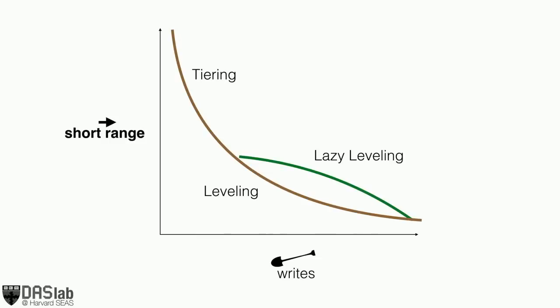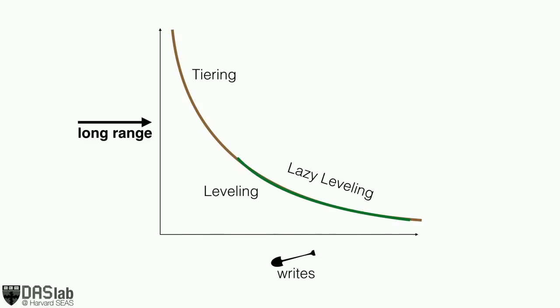On the other hand, if I look at short-range reads versus writes, in that case leveling does dominate lazy leveling, because it merges runs more proactively, so short range reads are cheaper. But for larger range reads, the overhead of the range read moves from being random IO at smaller levels to being the scan at the largest level. And in that case, lazy leveling becomes increasingly more competitive with leveling.